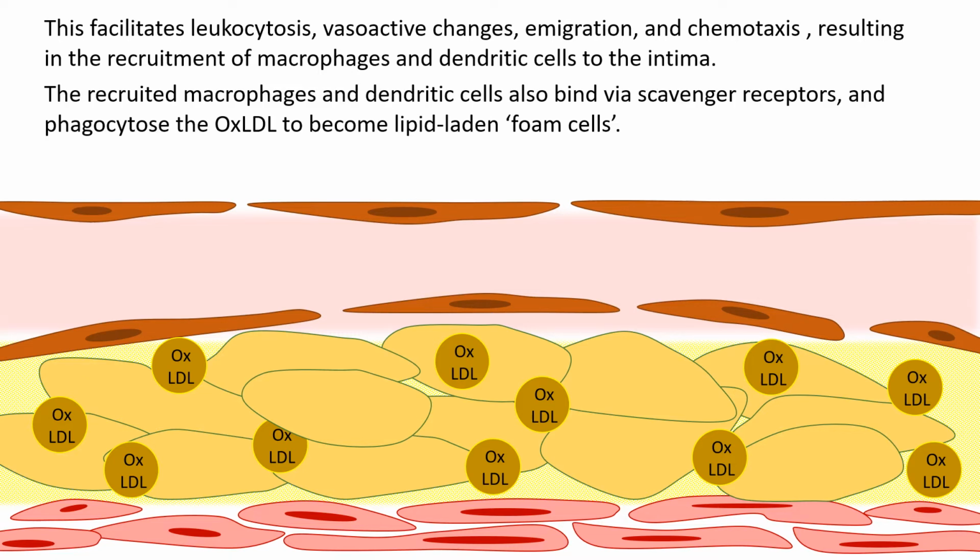And of course, if they get there and there's some ox-LDL lying around, they'll start to phagocytose too. And if they phagocytose enough, they will also become these big lipid-laden, lazy foam cells that are totally dysfunctional. And you can see we're now starting to protrude a little bit into the lumen of the vessel. We're starting to develop more of a plaque.